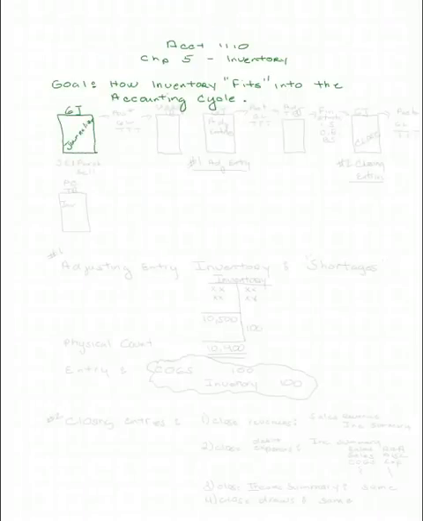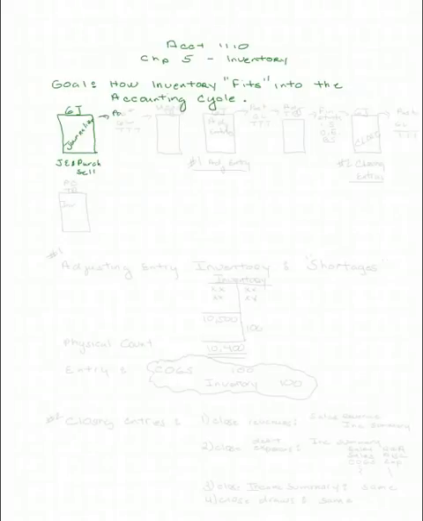We have already learned how to record or journalize the purchase and the sale of inventory during the course of the month in the first step of the accounting cycle, analyzing and journalizing transactions.